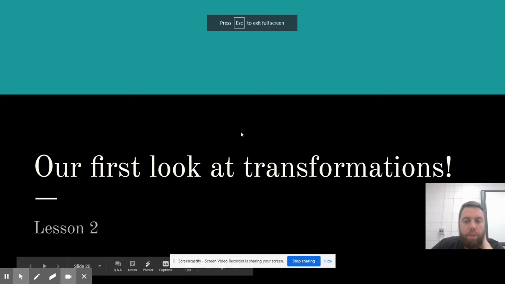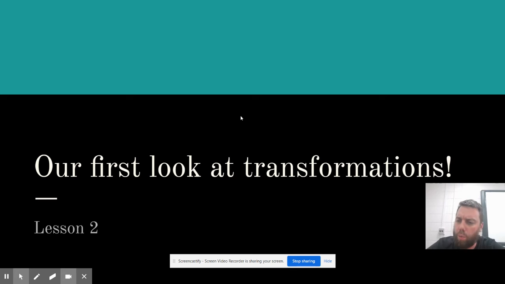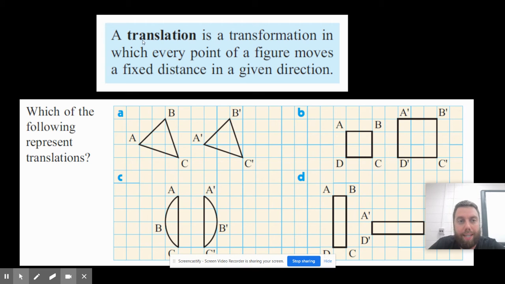Okay, folks, so we're going to start talking about transformations today. Transformations are different ways we can move shapes or points on a graph. The first transformation we're going to look at is translation. A translation is a transformation in which every point of a figure moves a fixed distance in a given direction.